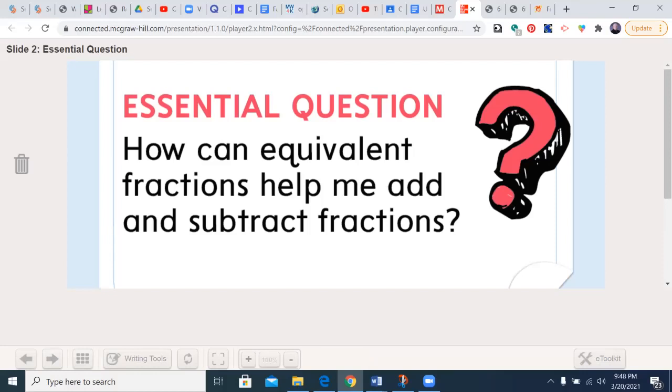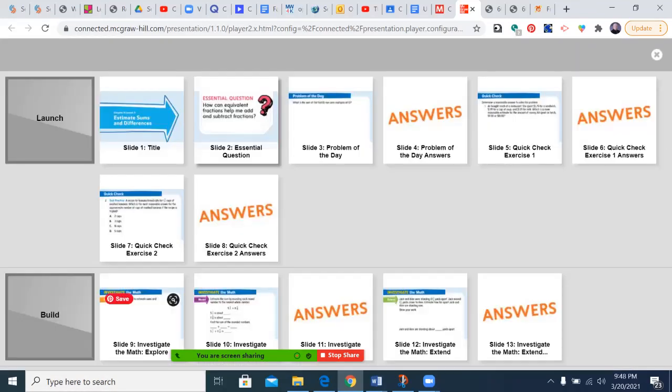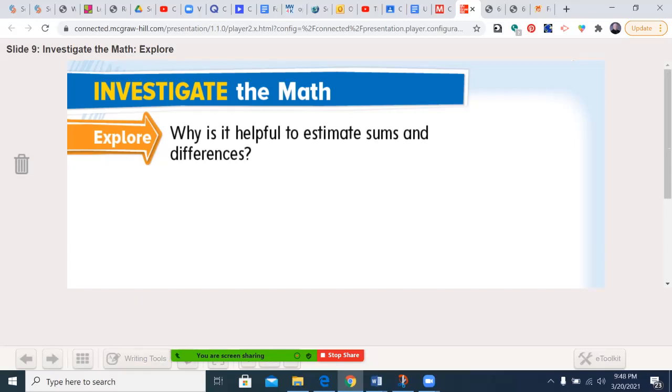All right, so how can equivalent fractions help me add and subtract fractions? So I'm going to pick the initial part. Why is it helpful to understand sums and differences? Well, to estimate sums and differences. Sometimes I don't need the exact answer. I only need a generalized answer. I need the about. Just like if I was doing with decimals, the same thing applies with fractions. It doesn't change because I went to fractions.